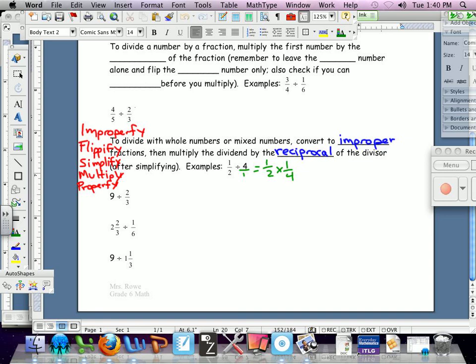Who can tell me if there's anything I can simplify? There's not. So I still go through that step. Okay, is there anything I can simplify? So some of these steps don't happen every single time. And then I multiply. What do I get when I multiply?